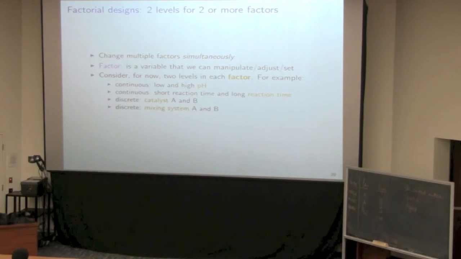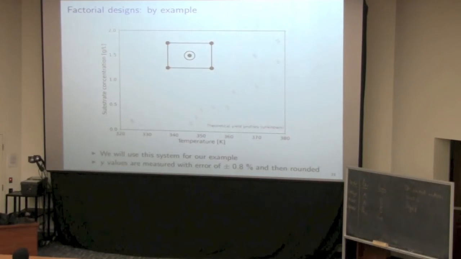For continuous variables, we will almost always set low to be the smaller numerical quantity and the high to be the larger numerical quantity. You'll see why that's appropriate shortly. Okay, so we've gone ahead and done that. Let's take a look at an example here.